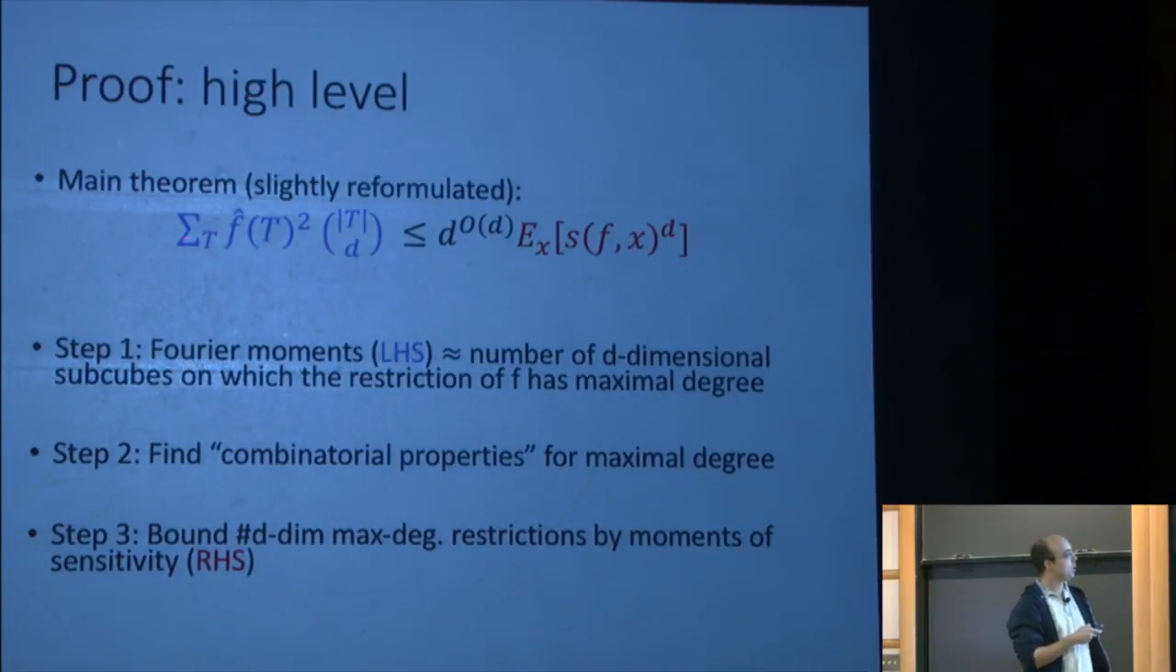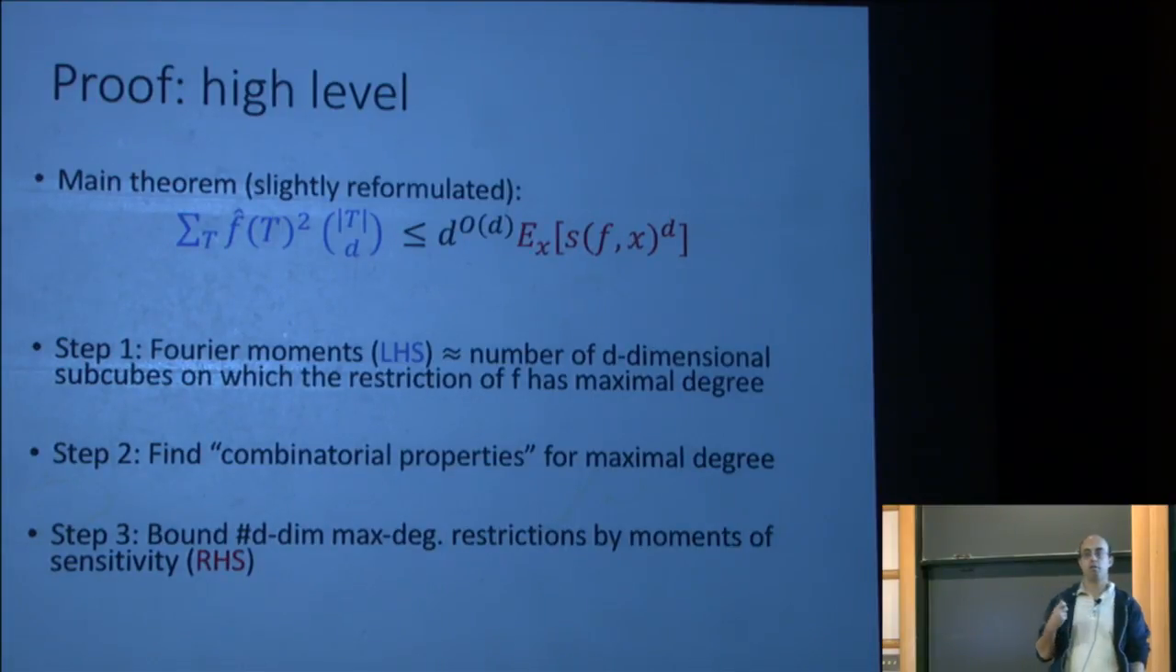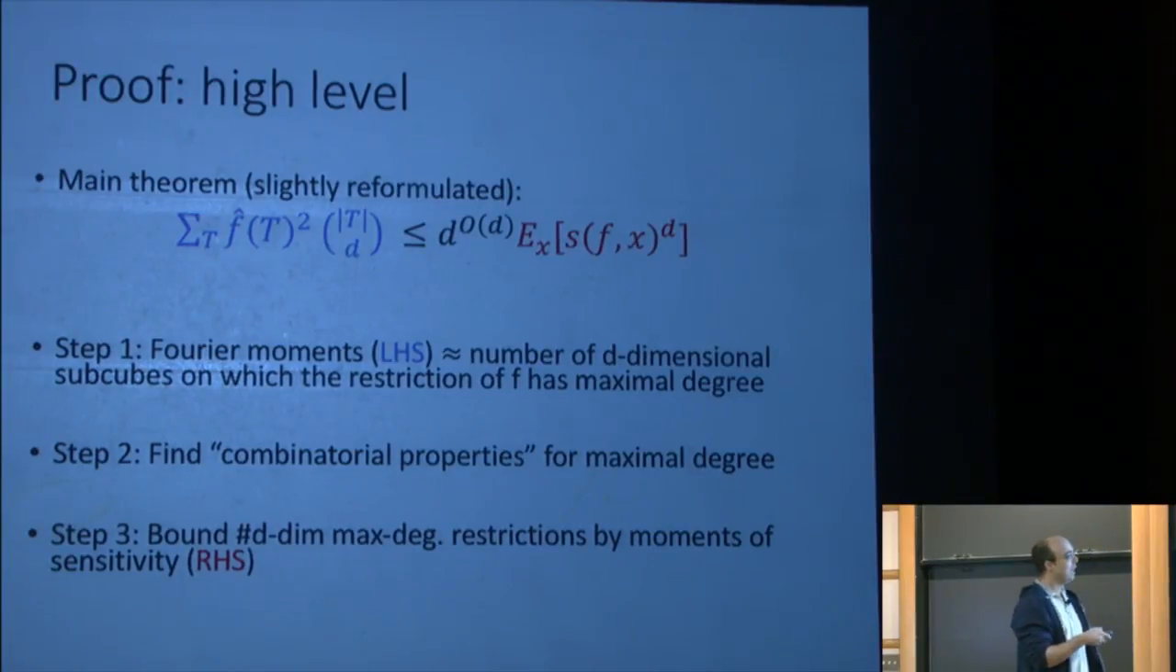Again, just to remind you what I want to prove. I slightly reformulate this main theorem. Instead of looking at t to the power d, I look at t choose d, but it's the same up to a factor of d to the d that we don't care about, and this will be slightly easier to work with. I want to prove that this version of moments of the Fourier distribution is controlled by the d-th moment of the sensitivity, and the proof is going to have 3 steps. The first step will be to eliminate the Fourier moments from the equation altogether and replace them by a much more combinatorial object.